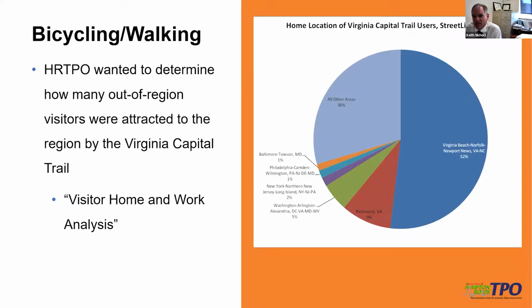Based on the home location of the Capitol Trail users, only about half of the users lived in our region. So it's interesting to see that. A lot of them lived in Virginia, but not necessarily in our region. So that is bringing dollars to our region. Just looking at the pie chart here, 1% of the users were from the Baltimore area, 1% from Philadelphia.